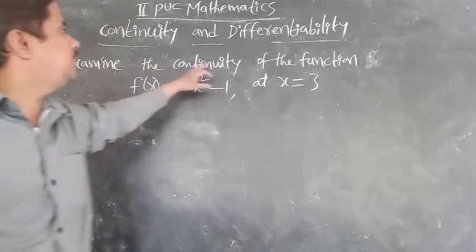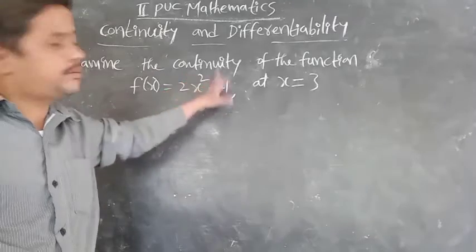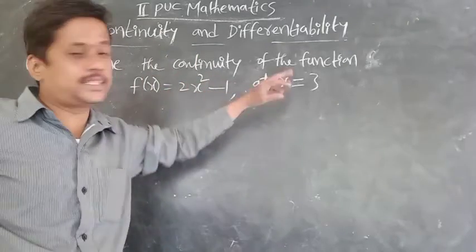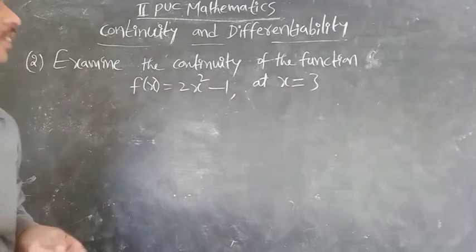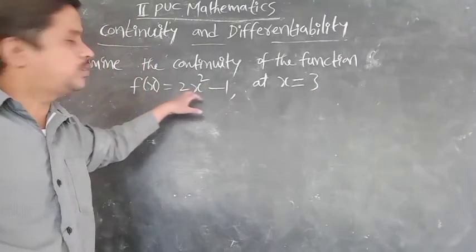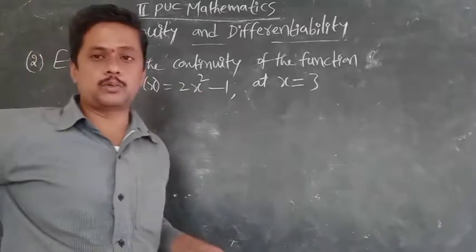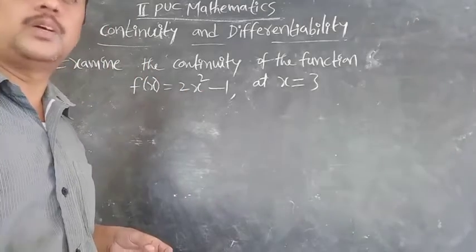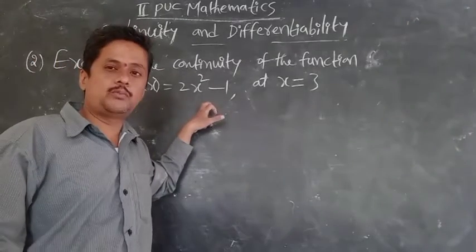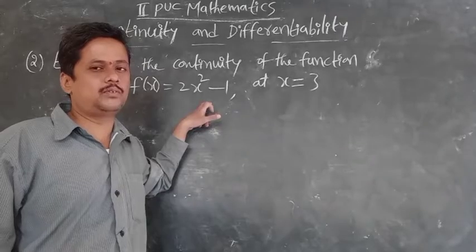Examine the continuity of the function. Now, what is the function? f of x is equal to 2x square minus 1 at x equal to 3. Now, c value is 3, and f of x is 2x square minus 1. So either way, simplify. I have to prove the condition: limit as x tends to c of f of x is equal to f of c.